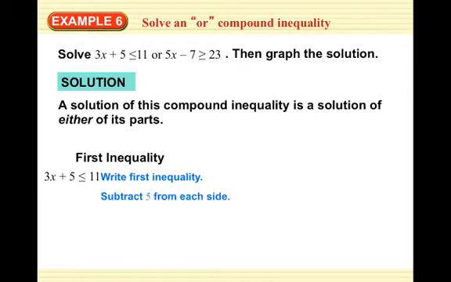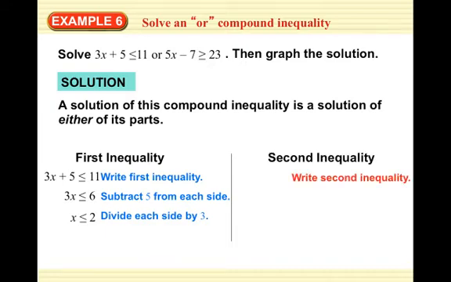We subtract 5 from both sides, and that gives us 3x ≤ 6. X is being multiplied by 3, so we divide by 3. It's a nice positive number, so we don't have to worry about reversing anything. So we have x ≤ 2. Now we move on to the second inequality.